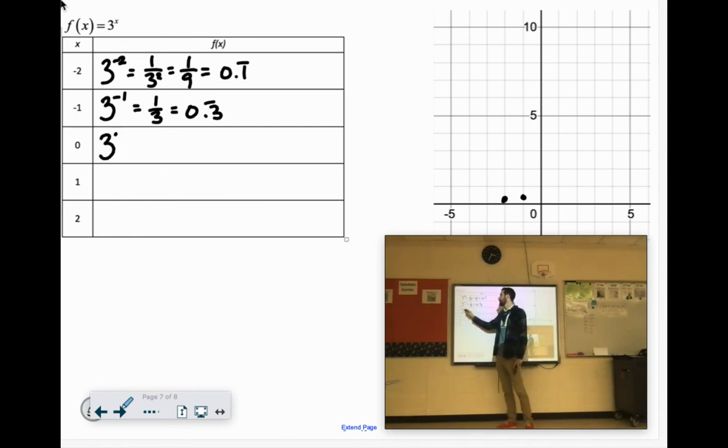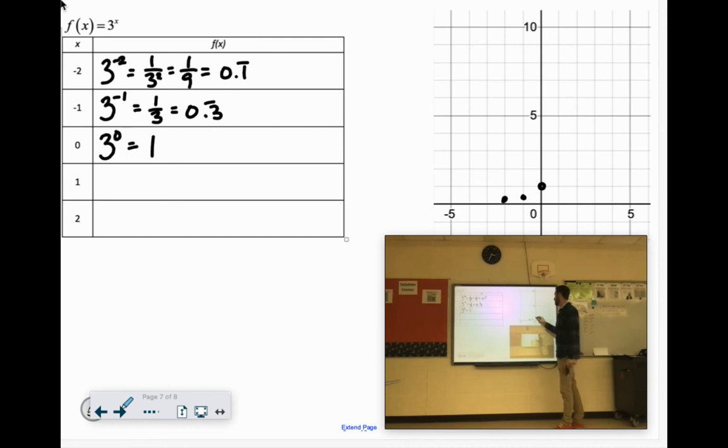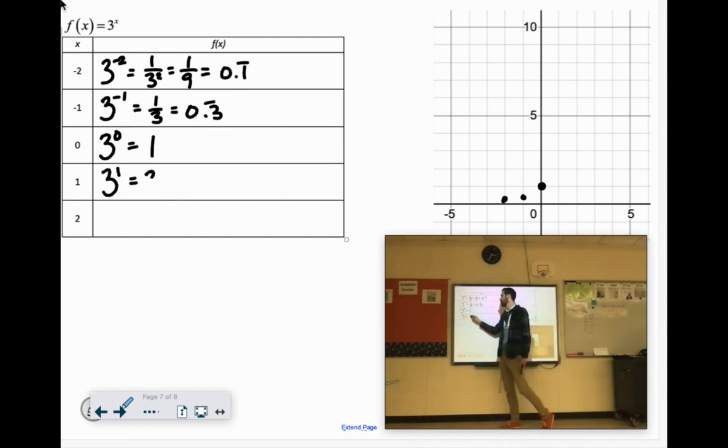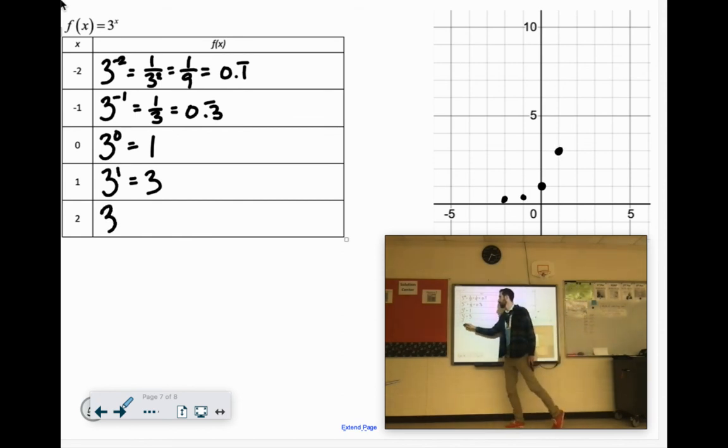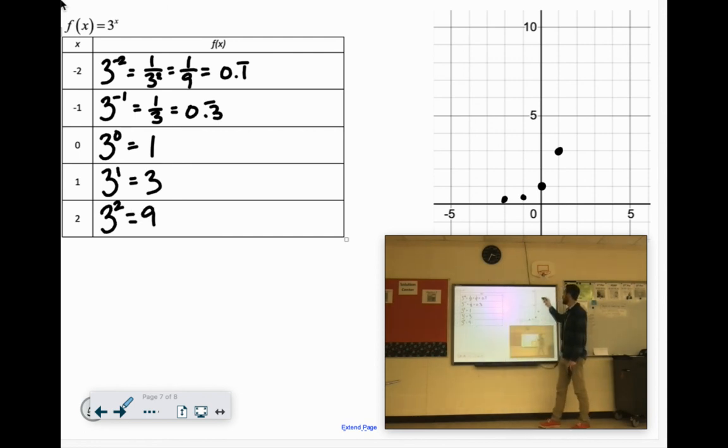3 to the 0 power, anything to the 0 power is 1. 3 to the first power is just 3. So 1, 3. And then 3 to the second power is 9. 2, 9. Show off your exponential growth.